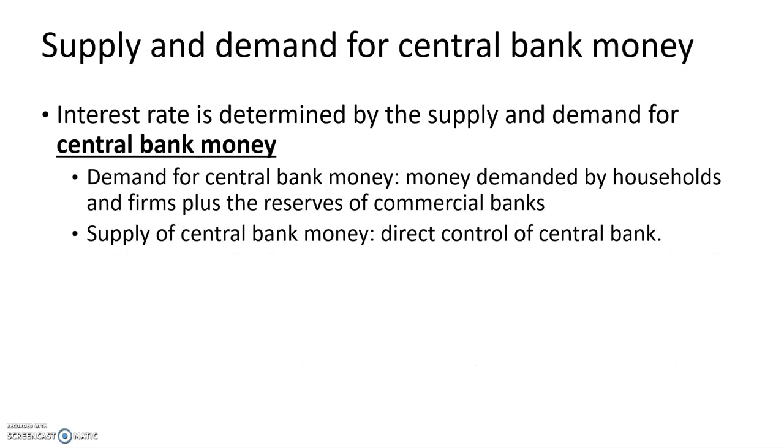Supply and demand for central bank money. The interest rate is determined by the supply and demand for central bank money. The demand for central bank money is equal to the money demanded by households and firms plus the reserves of commercial banks. The supply of central bank money is under the direct control of the central bank.